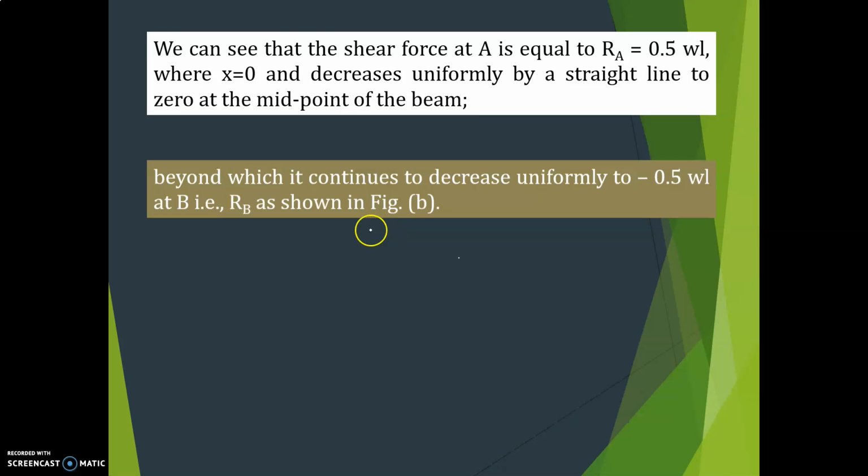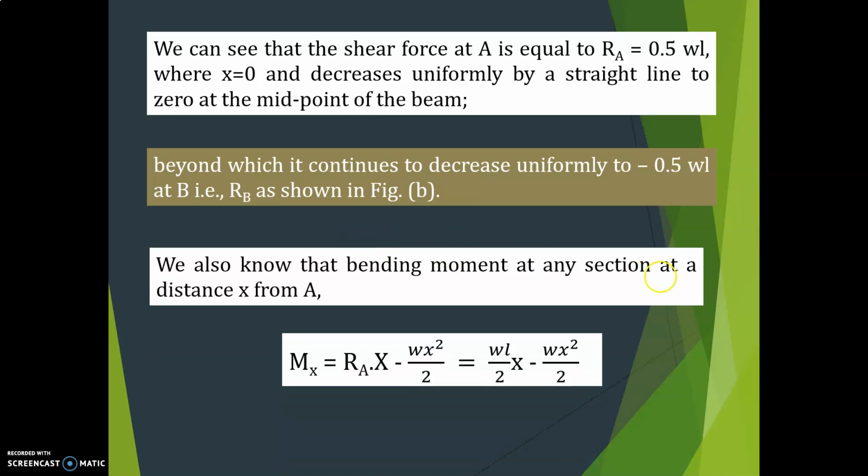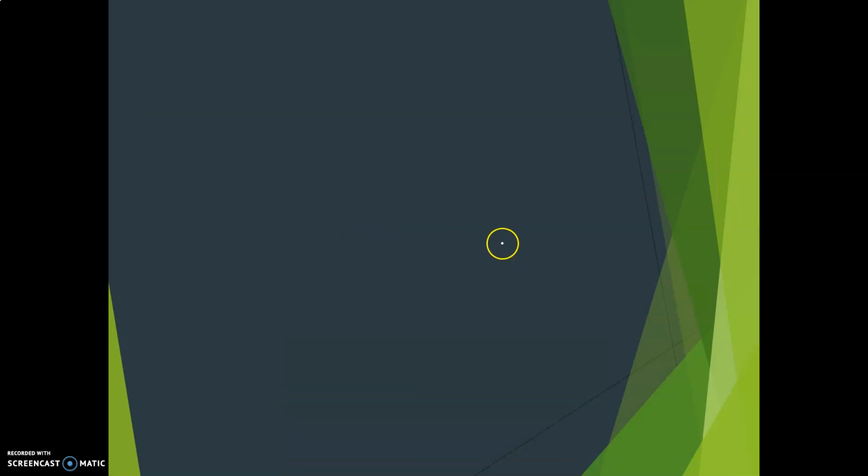Now, same thing is written here. We can see that shear force at A is equal to RA, 0.5 WL, where X is equal to 0, and decreases uniformly by a straight line to 0 at the midpoint of the beam. Beyond which it continues to decrease uniformly to minus 0.5 WL at B as shown in the figure. How is it like this?